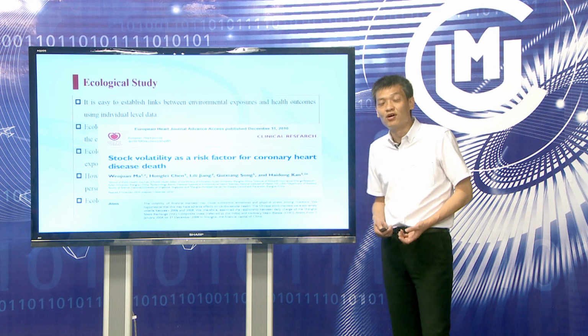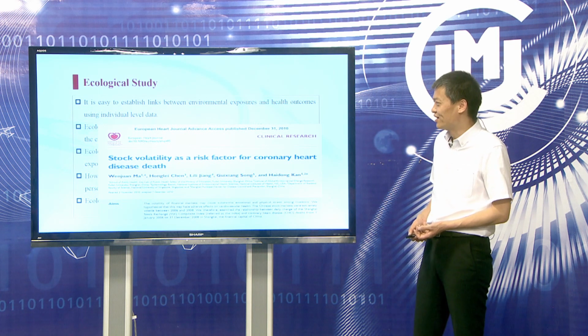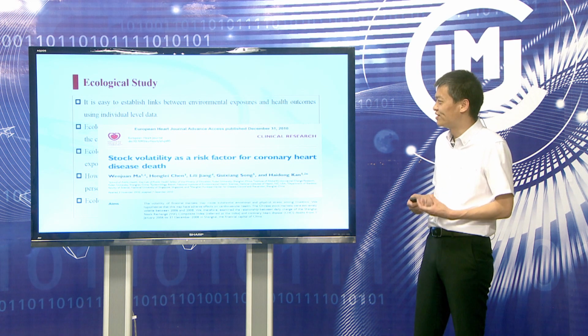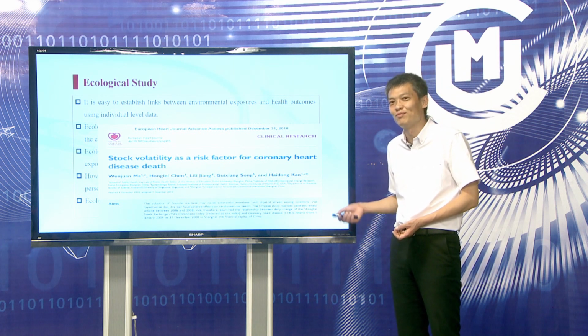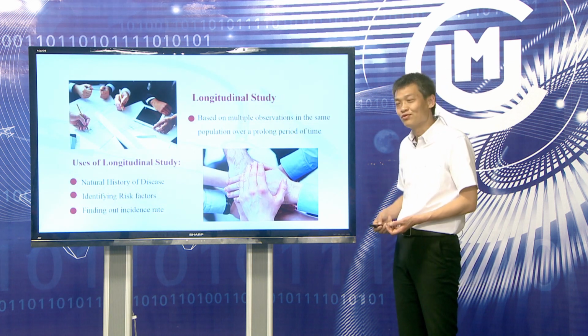This is an example of an ecological study, stock volatility, the association between stock volatility and coronary heart disease deaths in Shanghai, which has been published in European Heart Journal. This is longitudinal study.